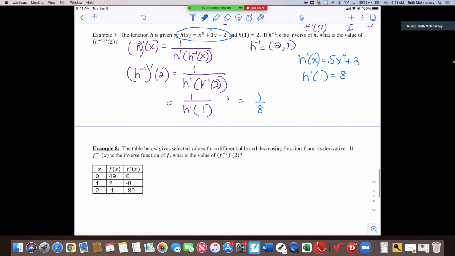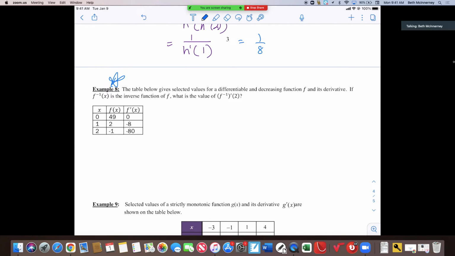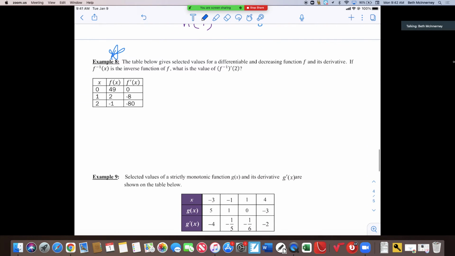All right, now tables. Most likely you're going to see a table as a multiple choice, or like example 6. Example 6 or example 8 or 9. That's typically how the multiple choice goes. So the table below gives selected values for a differentiable and decreasing function f and its derivative. If f inverse is the inverse function of f, what is the value of the derivative of f inverse at 2? I'm going to pause a moment, and you're going to have to use our formula in the box. Let's go ahead and see if you can do it. Write out the formula, plug in, and really think about this.